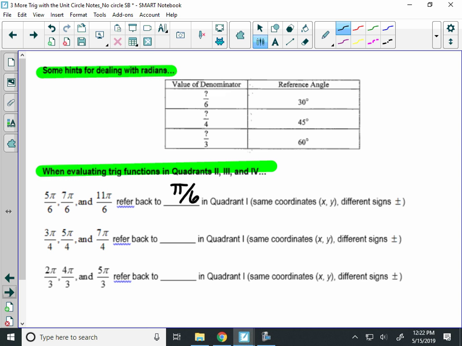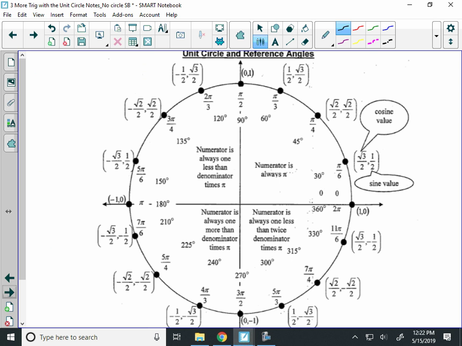Any of the multiples with 4 as the denominator, 3 pi over 4, 5 pi over 4, 7 pi over 4, refer back to pi over 4 in quadrant 1. So you have the same x or y value, just different positive or negative signs. And the same thing here. Any multiple of pi over 3 refers back to it in the first quadrant. You only need those 3 ordered pairs. And then I have this unit circle, you've seen this before. It talks about what the numerator is, the radians, and there's the unit circle for you to check.